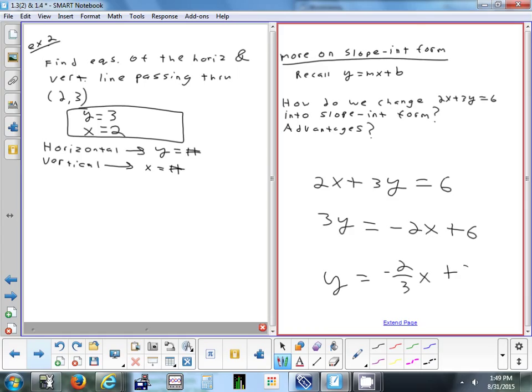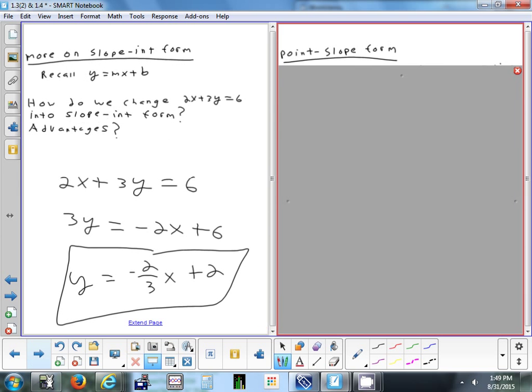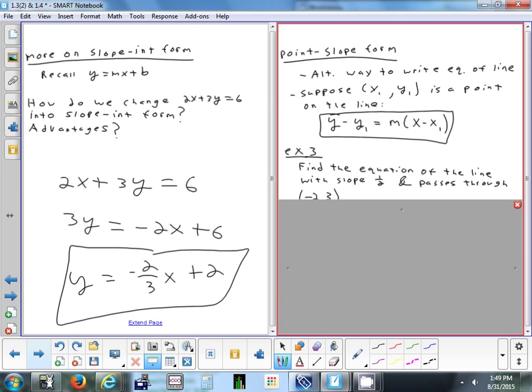What's the advantage to this versus what we had before? Yeah, it's a little easier to graph. You can see the slope, you can see the intercept. Okay, so you might have to rearrange things just like that. Point slope form, that's another way to write the equation of a line.